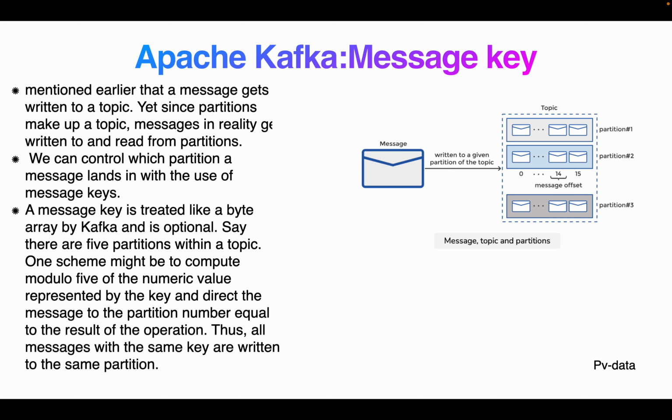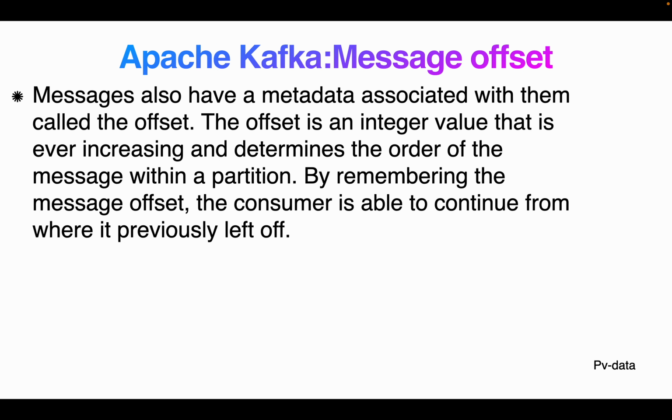Now there is one more point, which is called the message key. As mentioned earlier, messages get written into a topic. Yet since partitions make up a topic, messages really get written into a partition. We can control which partition a message lands in using the message key. So we use the message key to decide which partition the message should go to. There are various methods which use the message key. The message key is treated like a byte array by Kafka and is optional. Say there are 5 partitions within a topic. One scheme might compute the key's hash modulo 5 to pick the partition. So it's a dividing method.